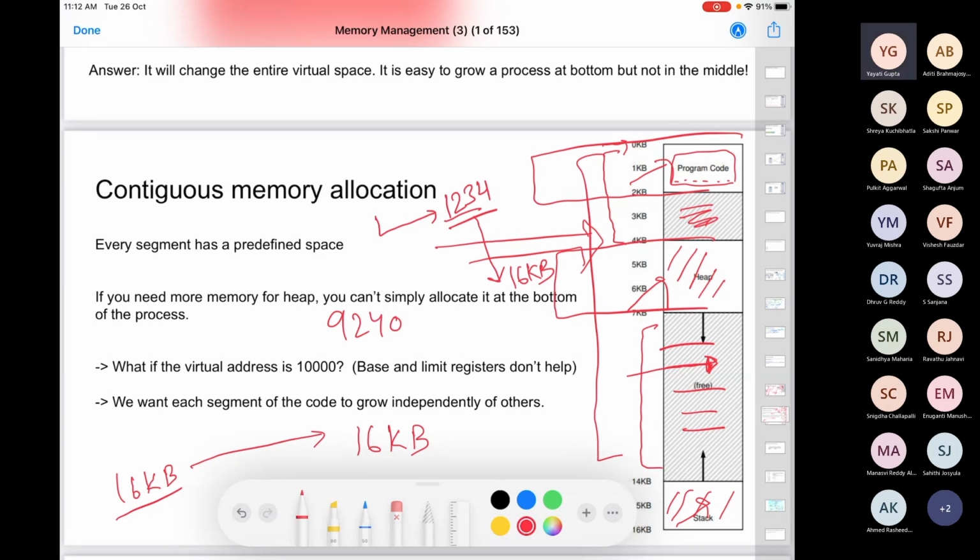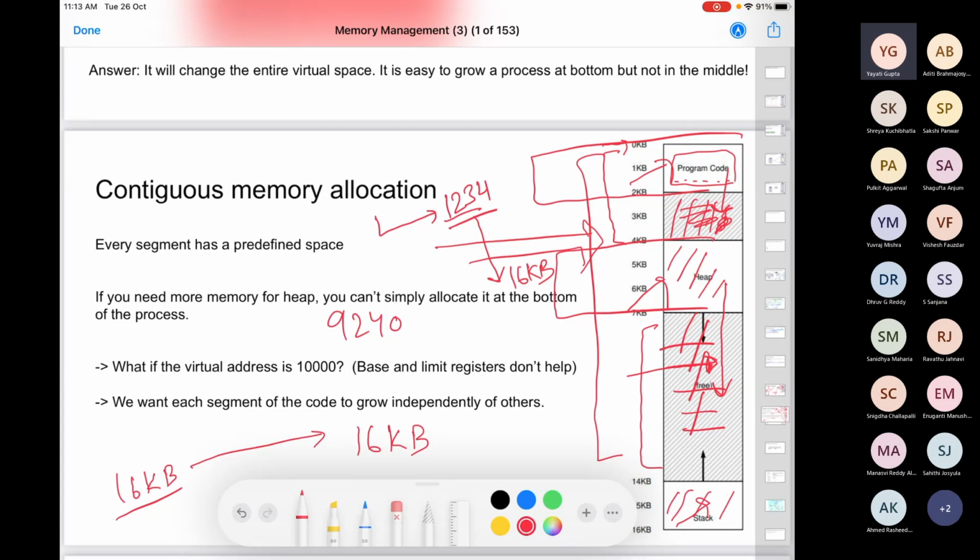So remember that the only problem we have is, it is easy for us to grow a process at the bottom. It is difficult for us to grow a process in between. And that is the reason why we kept all these chunks here, because later we cannot just grow this process here. So we have some additional memory which we give to this process at the beginning. So in case this program code wants to grow, it can utilize this area which is free now. In case heap wants to grow, it can utilize this area which is free now. Right? That's why we are keeping all these free spaces here.